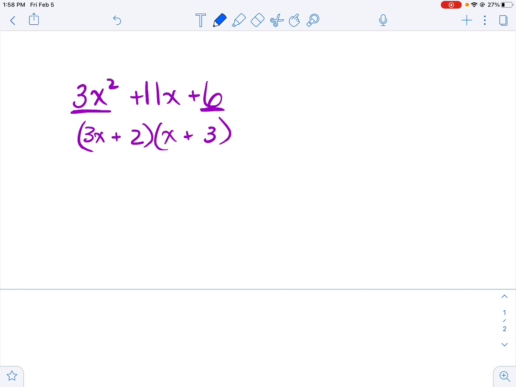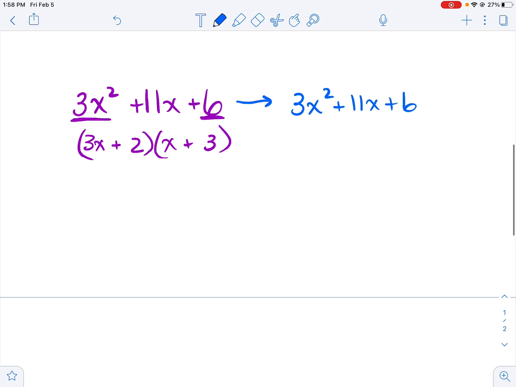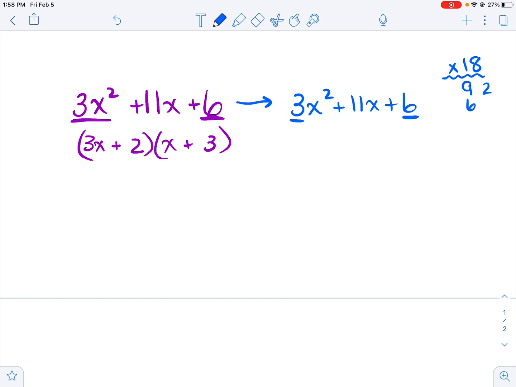I'll show you how to do it using decomposition. So using decomposition as your method for factoring, your first step is to multiply the first and the last term together, which gives you 18. So you're looking for numbers that multiply to 18. So 9 times 2, 6 times 3, 18 times 1. I think that's it. And then you want to figure out which of those adds to 11.